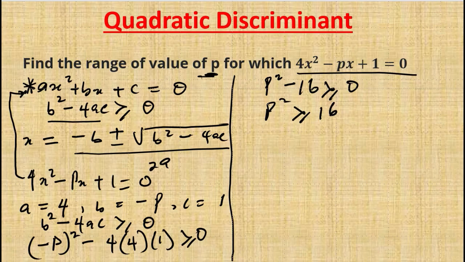Now, if p squared must be greater than or equal to 16, the value of p definitely will come from the square root of p squared and 16. p must be greater than or equal to 4, or p must be less than or equal to minus 4. That's from both ends. The square root of 16 is plus or minus 4. Now with this, if p is greater than or equal to 4, then I'll have real roots, and if p is less than or equal to minus 4, I'll have real roots.